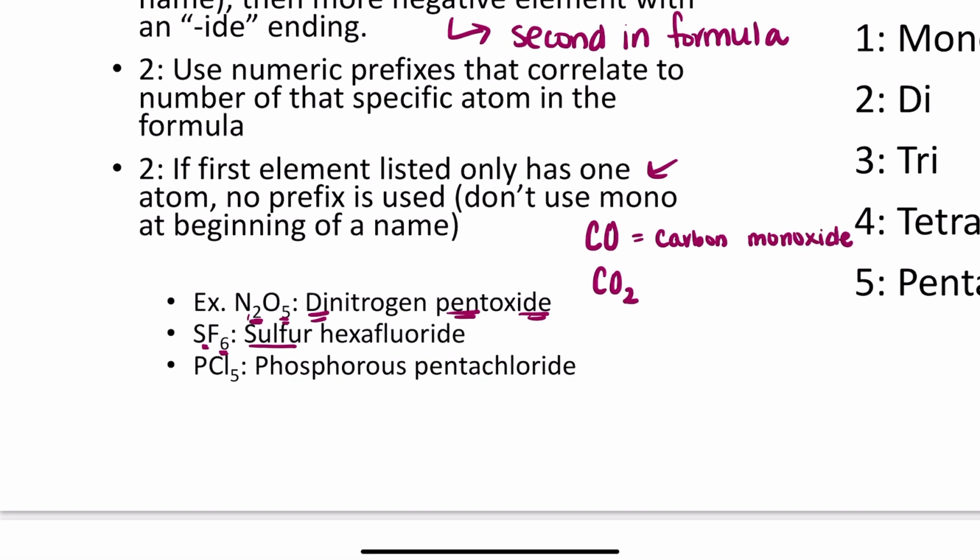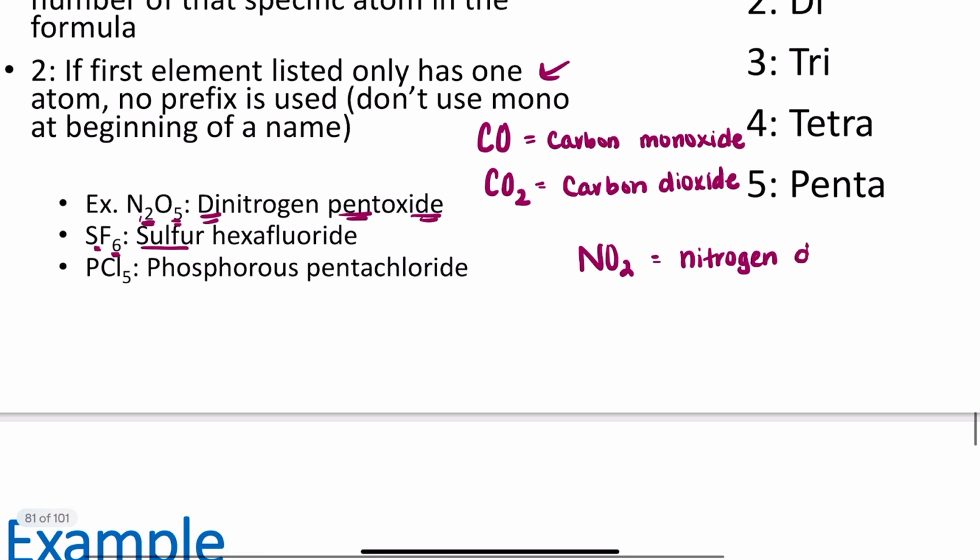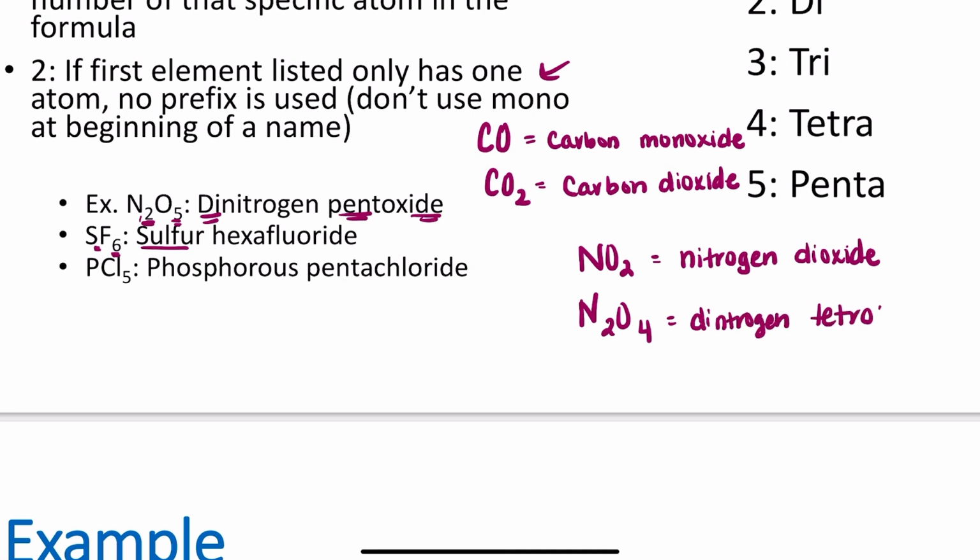I'm using that mono for the second element listed. CO2, carbon dioxide. Okay, so the mono will be used if it's the second element listed, but not the first. If I have NO2, I call this nitrogen dioxide. But N2O4, dinitrogen tetroxide.